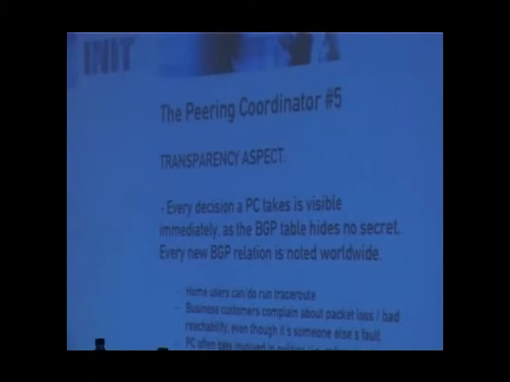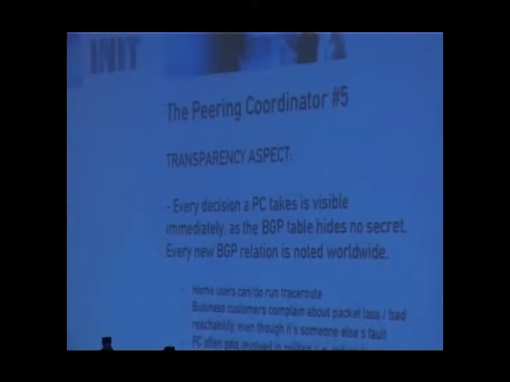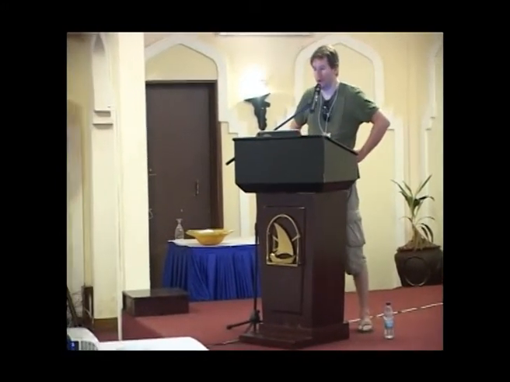Transparency aspect. If you take decisions to peer with someone or not to peer with someone, or de-peer someone, everybody in the world can see it immediately, because there are companies out there which, to name a few, it's Renesys, for instance, or Arbor Networks. They notice every setup of any BGP relation globally. So it's very transparent what you do or what you don't do.